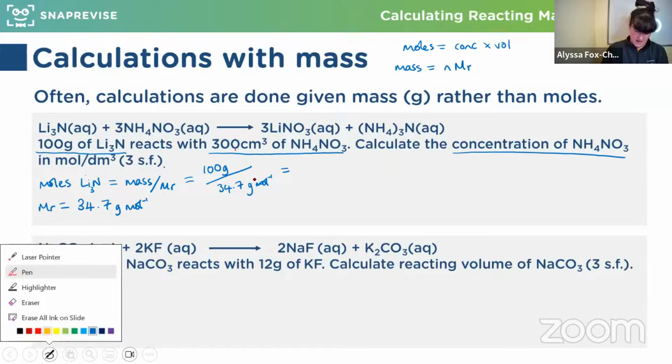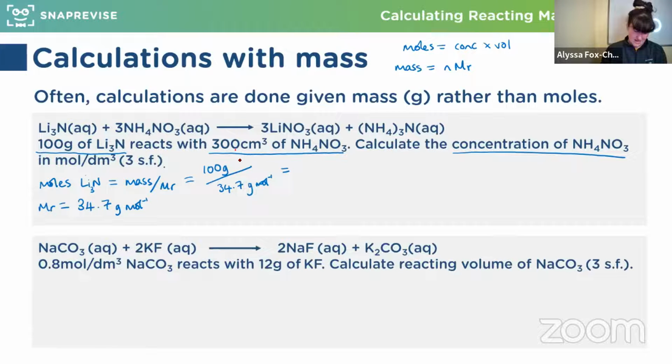Again, I can see units-wise, I've got grams divided by grams per mole. The grams are going to cancel the grams. The per mole, because it's divided by per mole, is going to move up to the top to just be mole. So I end up with 2.888 moles. My units have worked out to be moles, and that's what I'm trying to calculate. So that means probably I've got it right. So that's my moles of lithium nitride.